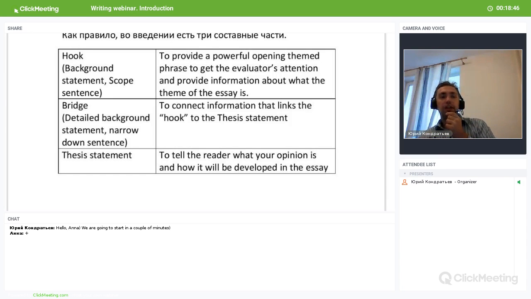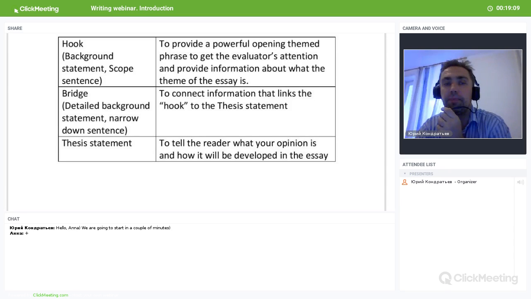So bridge is a connection between the hook and the thesis statement. So it's used to connect information that links the hook to the thesis statement. And thesis statement itself is a sentence, sometimes two sentences, that tell the reader what your opinion is and how it will be developed in the essay.